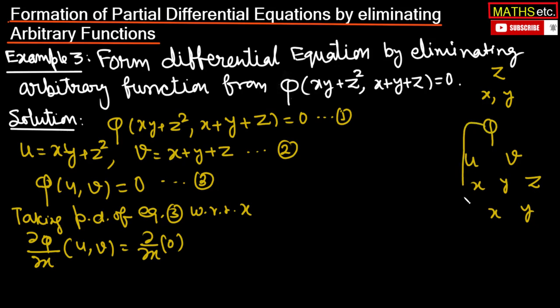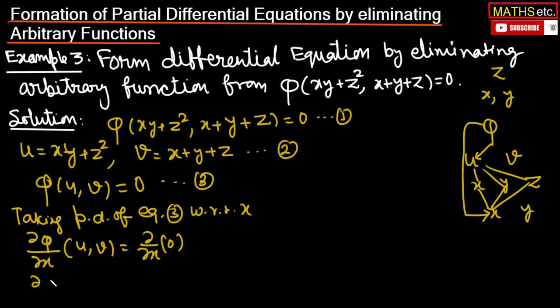We have to find partial derivative of phi with respect to x. So this will be partial derivative of phi with respect to u. Why partial? Because u is not the only variable along this row. We have another variable v. So partial derivative of phi with respect to u, but from u to x we can move along this branch and this branch.